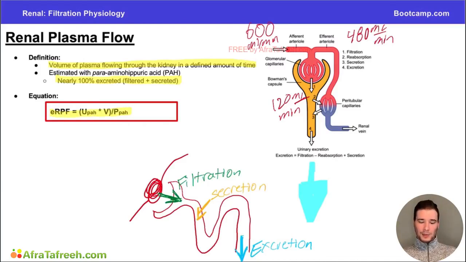Remember from the last slide we said that the U value is the urine concentration of a substance, PAH in this instance, V is the flow rate of the urine, and P of the PAH is the plasma concentration afterwards. So it's very similar to the equation used previously. It's called an effective renal plasma flow because it's not 100% accurate. It's an estimate that we're making using the PAH molecule.